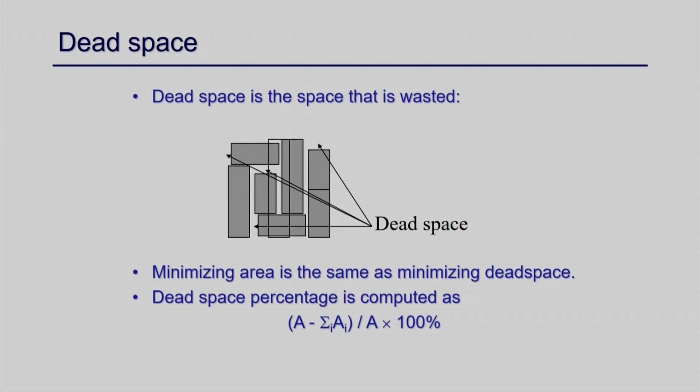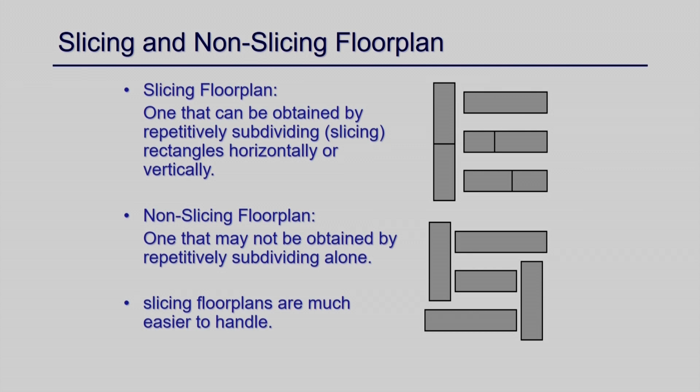Okay. As I also mentioned, because of different aspect ratios, it will create a lot of dead space here and there. So, your objective is to minimize the dead space as well, right. This will also be an objective during floor planning. And also there is another concept here: sliceable and non-sliceable floor plans.